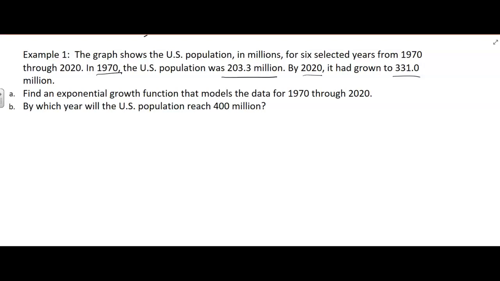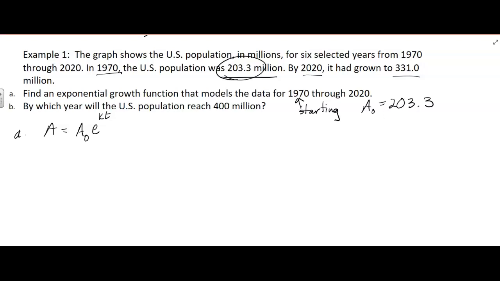Okay, so we have to ask a couple things. When are we starting? We're starting in 1970. So let's get our model first. I'm going to put A equals A naught e to the kt. So we're starting, that's the initial, in 1970. And what was the population? So A naught is 203.3, and this is in millions. Okay, so that's A naught.